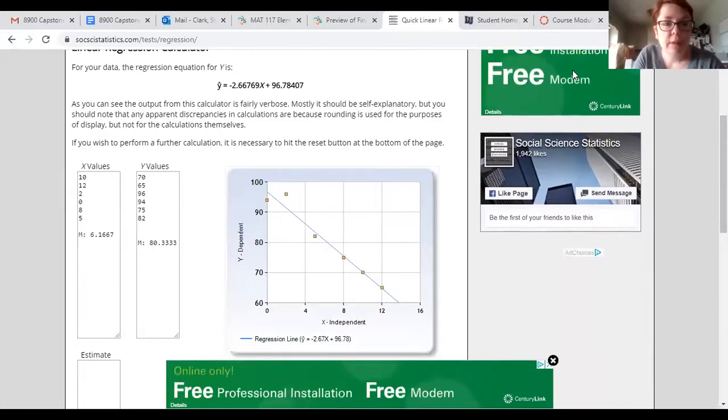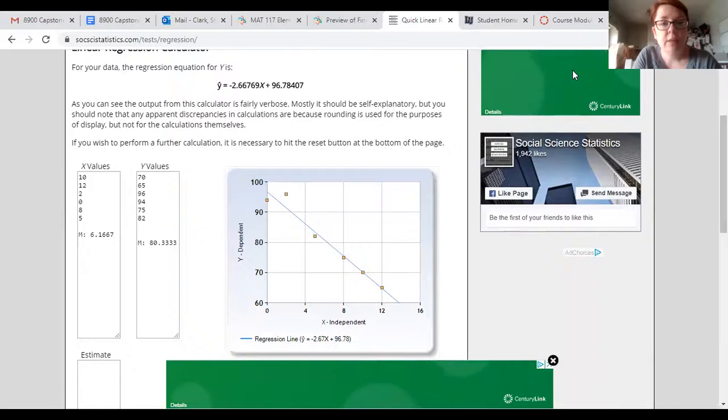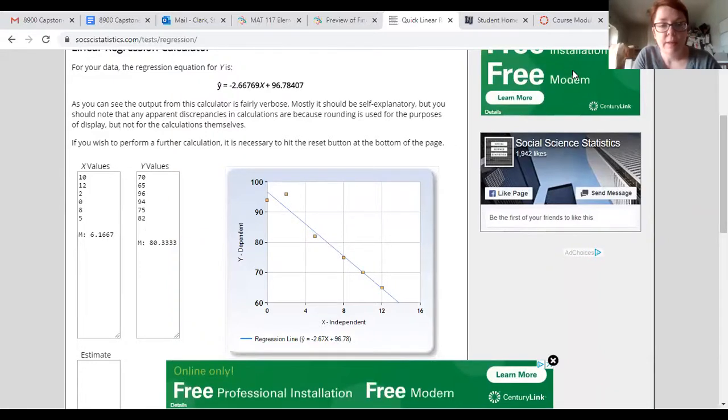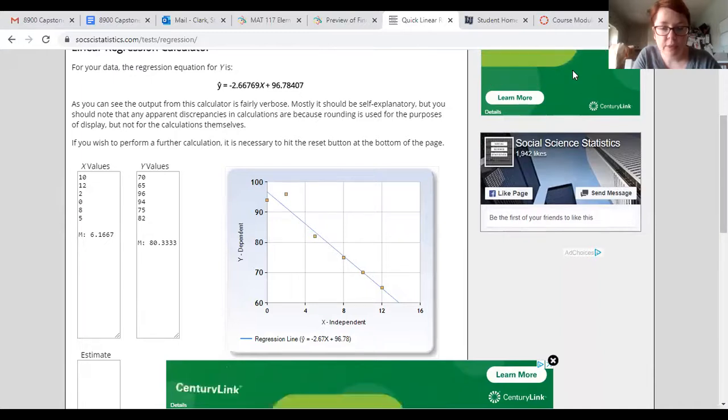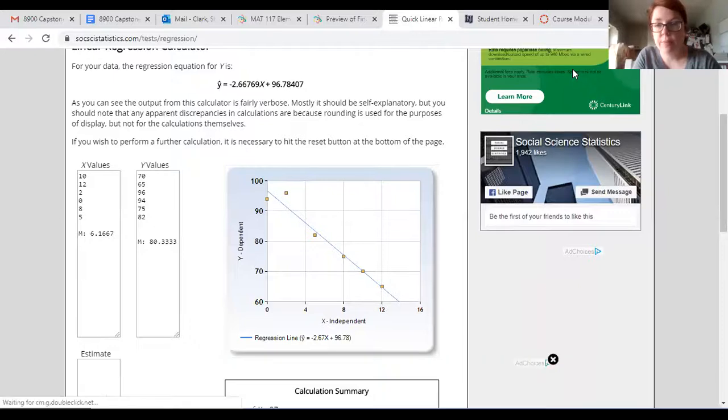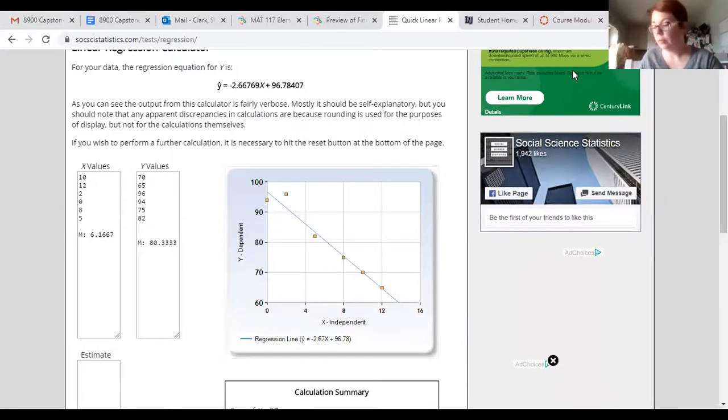So here is the equation of the line, which goes out pretty far in decimals. And then here it's rounded a little bit. So it says y equals negative 2.67x plus, and so this is our slope, plus 96.78, and that'll be our y-intercept. So I'm going to write that down. I know you can't see me writing it down just now, but I'll flip back.